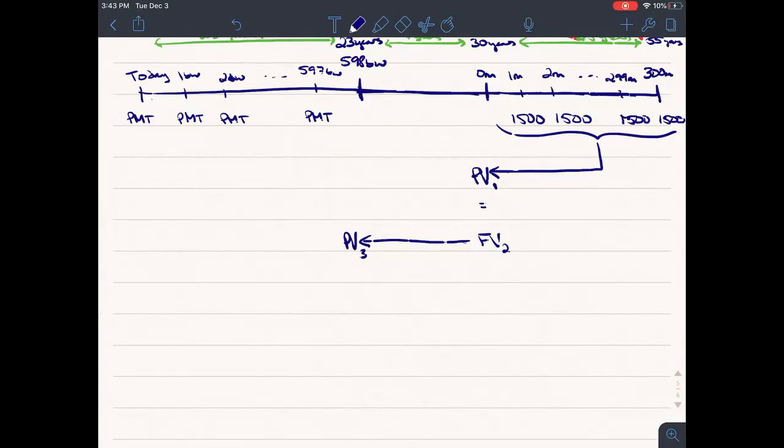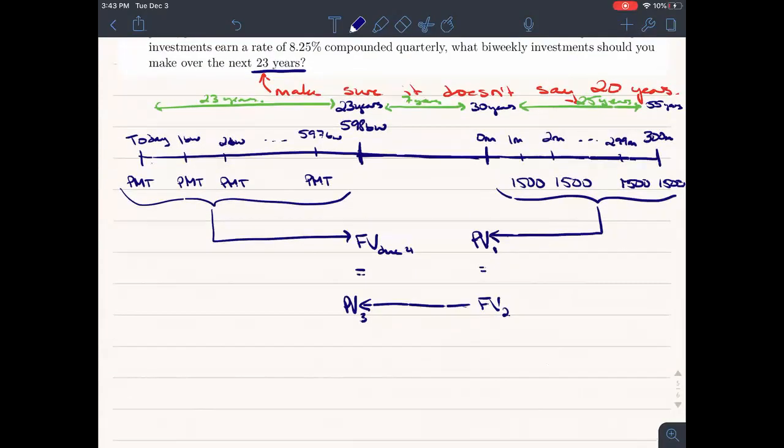That present value 3 is going to have to be the same as the sum of all these payments. Not really. Well, it is a sum, plus interest, which is going to be a future value. And because these payments are at the beginning, it's a future value due, which has to equal the present value 3. And I'll call this future value due 4, because that's the last step. And then we'll be able to solve for our payment amounts. So lots of steps, lots of fun. So here we go.